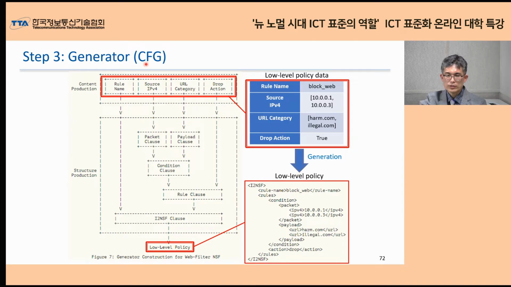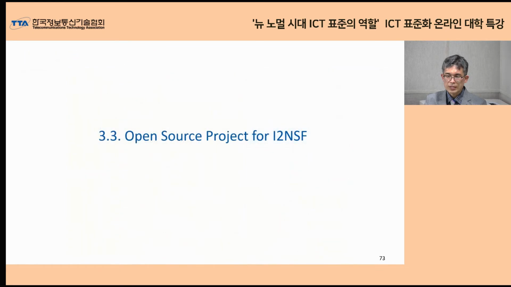Then the third step is the generator. The generator constructs the XML file for the NSF-facing interface. Using context-free grammar from automata theory, based on the low-level policy, the low-level policy XML is constructed using the CFG. The detailed description is explained in our draft. Please take a look at our security policy translation draft.